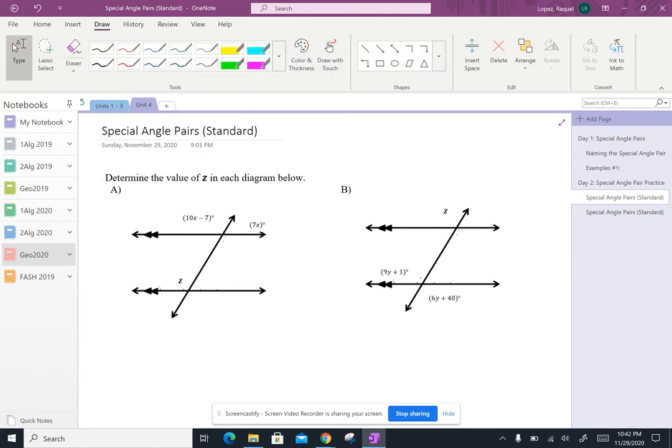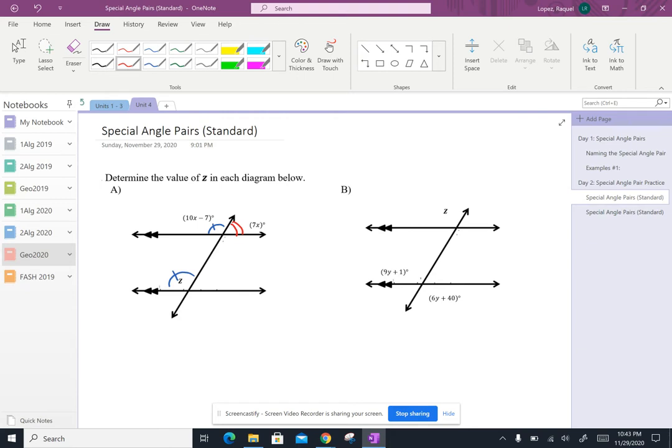So I see the expressions that I already have in the diagram, and I know that the angles that I'm marking in blue here, these are corresponding angles. So corresponding angles are congruent. Okay, now the 10x minus 7 makes a straight line with the 7x. If two angles make a straight angle, that means those are supplementary. So I'm going to use that to help me solve for x, which would help me find both of those angle measures, which would then help me find z. So let's go ahead and solve for x first.